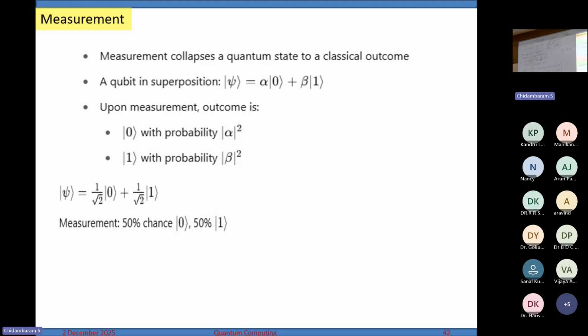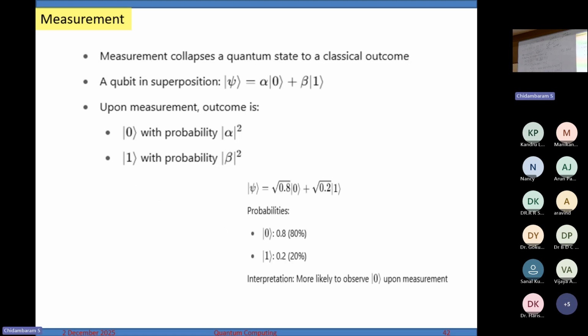Now the superposition is equal. So measurement has the chance of getting 50% 0, 50% 1. Now imagine if my qubit is having a superposition for 0 as root 0.8, for 1 it is root 0.2. So the probability of getting 0 is 80% and the probability of getting 1 is 20%. So if you observe, it is more likely this qubit would settle down to 0, right?